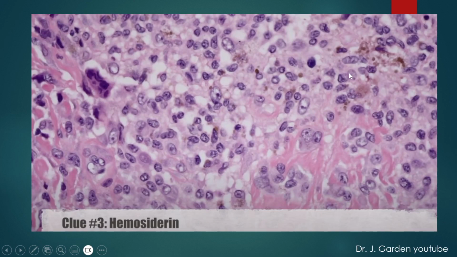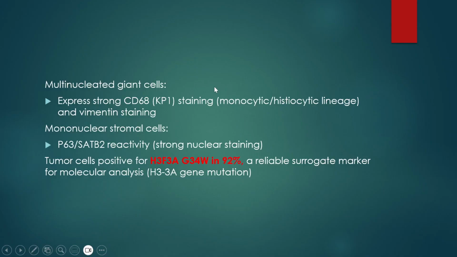So the immunomarker is not really specific, but right now we have a specific mutation. This is the histone 3 protein, where we find this gene mutation H3F3A G34W mutation.